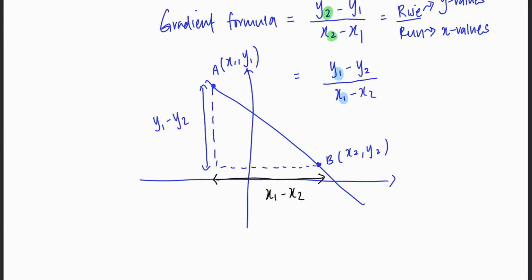So don't get confused if it is x over y or y over x, because if you remember that the rise is always the y value and the run is always the x value, always take the change in the y values divided by the change in the x values.